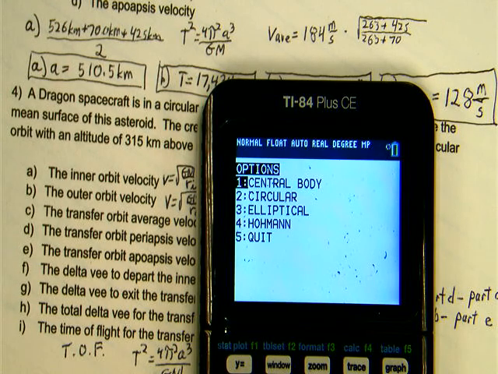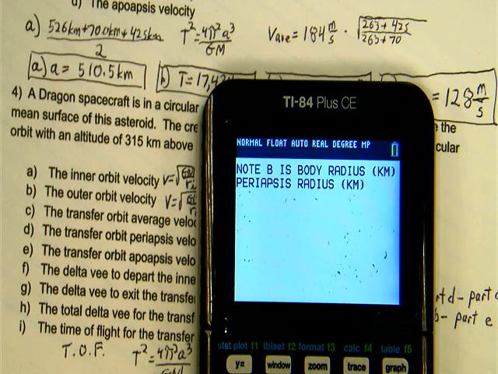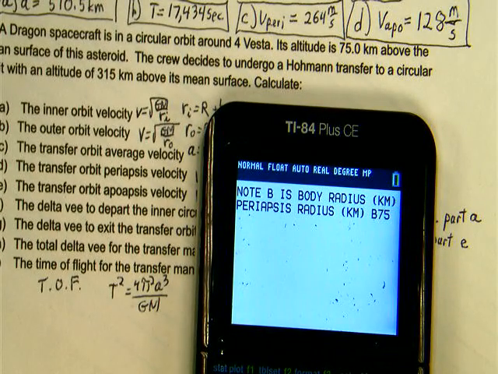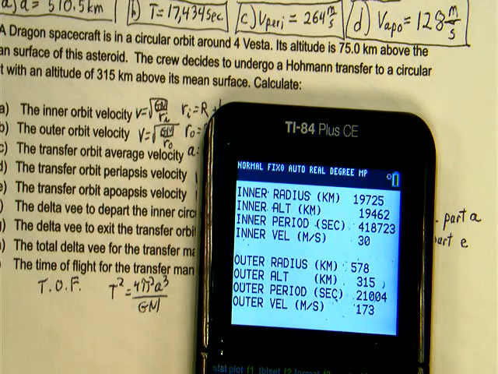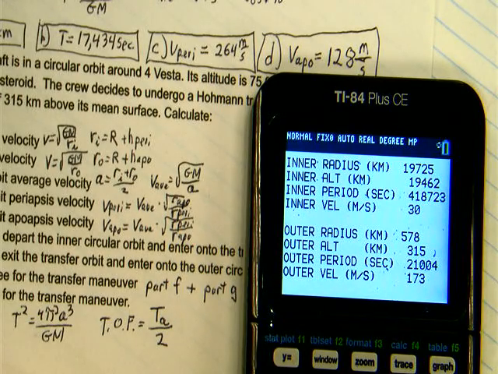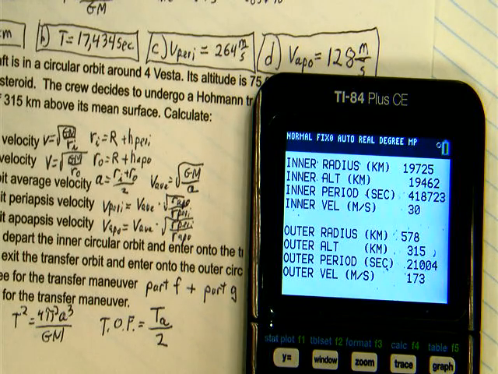And now, might as well do just problem 4. So we're going to do a Hohmann transfer. And the input will be 2 radii. For the first radius, it's going to be the radius of the planet plus 75 kilometers. For the apoapsis radius, it's going to be the radius of the planet plus 315 kilometers. Boop. Here are all the answers. The inner orbit velocity is 30 meters per second. The outer orbit velocity is 173 meters per second.